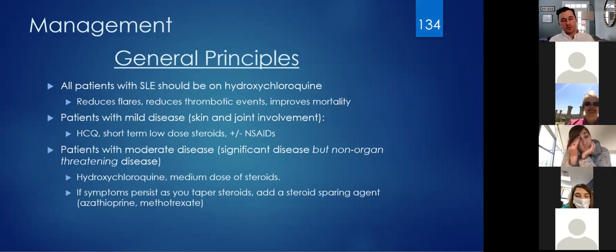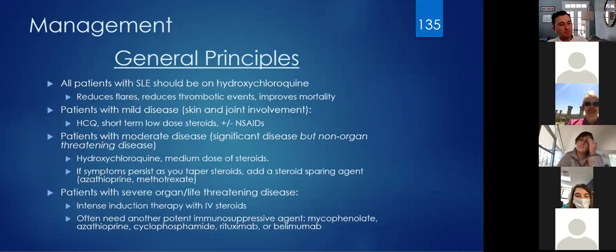Now, if you've got moderate disease, which is usually defined as widespread disease activity but non-organ threatening, again, they got to be on hydroxychloroquine. Usually they're on a medium dose of steroids. Now, where things get tricky is if they don't respond to the medium dose of steroids, or if the disease relapses when you try to taper that medium dose of steroids, that's when you got to think about adding other types of less toxic immunosuppressant agents like azathioprine or methotrexate.